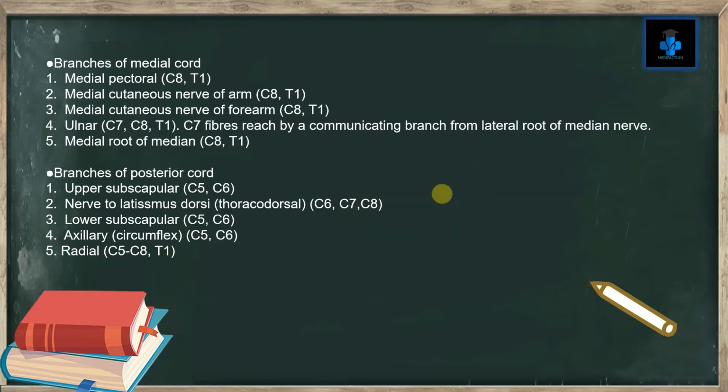Upper subscapular from C5, C6, nerve to latissimus dorsi, that is thoracodorsal, from C6, C7, C8, lower subscapular from C5, C6, axillary circumflex from C5, C6, and radial from C5 to C8 and T1.